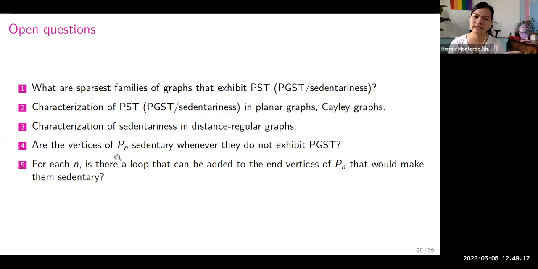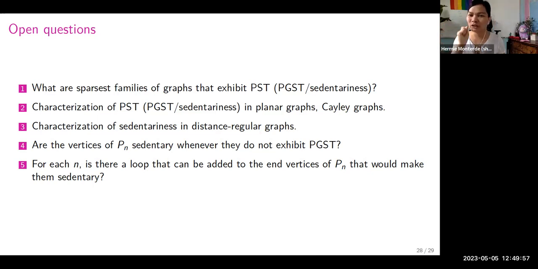We already know that the path on n vertices exhibits PGST for infinitely many n, but not all n. So we ask, for those n that are not in that characterization, are the vertices sedentary when they do not exhibit PGST? That's also not known. And finally, this interesting question on the addition of loops. In state transfer, when you add a loop on a vertex, that means you're adding a magnetic field on the qubit corresponding to that vertex. But again, we're not physicists, so we'll just leave that to them.